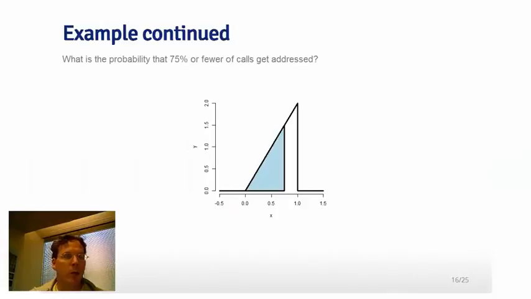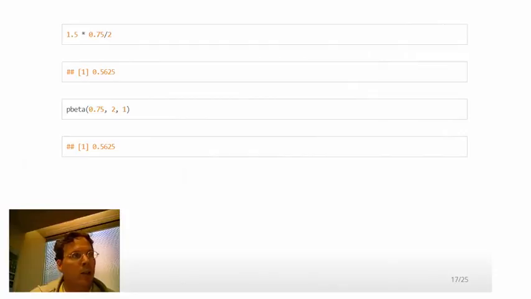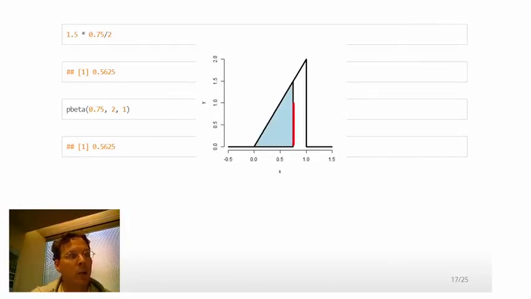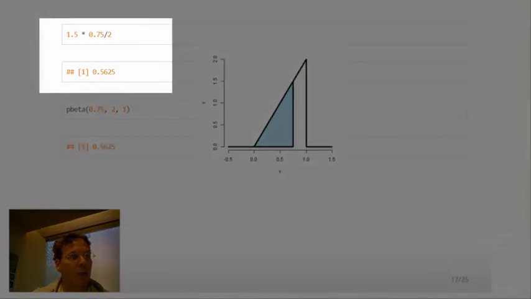Let's go through an example of working with this density. What's the probability that 75% or fewer calls get addressed in a randomly sampled day from this population? Well, it turns out quite nice that this is just another right triangle that we need to figure out. So the height at this point is 1.5, because remember the function is just 2 times x. So at the point 0.75, the height is 1.5. And then of course the value of the base is 0.75. But then we divide by 2 because it's 1/2 the base times the height, and that works out to be 56%, as shown right here.